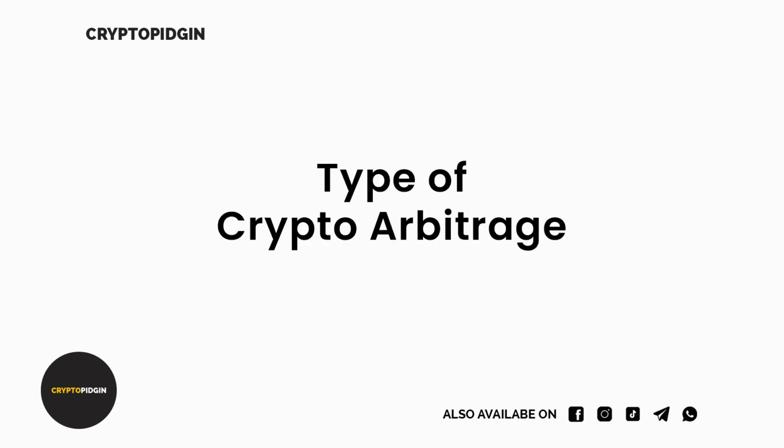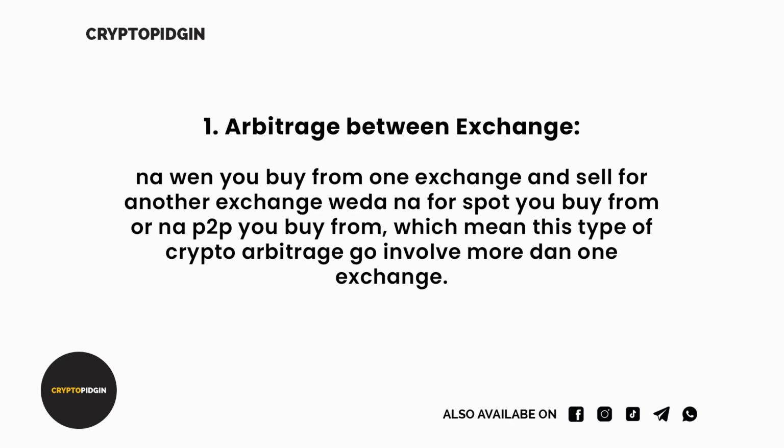The next thing we go talk about now na the types of crypto arbitrage wey dey. Crypto arbitrage dey different, and e dey work differently. Number 1 for the list na arbitrage between exchanges. Na when you buy from one exchange and sell to another exchange, whether you buy from spot or you buy from P2P, which means say this type of crypto arbitrage go involve more than one crypto exchange. You go buy from this crypto exchange, go sell from that crypto exchange.